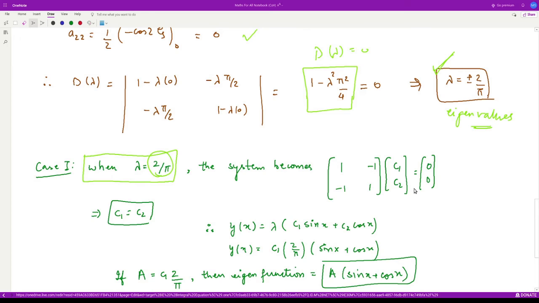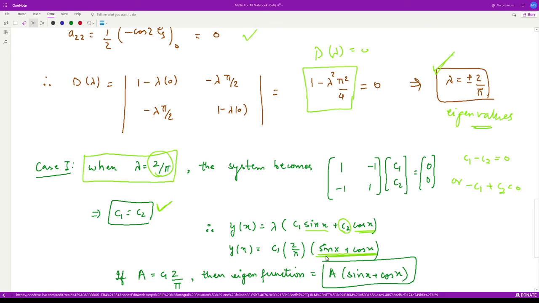So the system becomes this. It gives us two equations, C1 minus C2 is equal to 0, or minus C1 plus C2 is equal to 0. When you solve any one of these, you will get the same thing. So here C1 becomes equal to C2, right? So we can replace one constant. So y(x) eventually becomes lambda into C1 times a1(x), a1(x) was sin x, and C2 into a2(x), a2(x) was cos x. And because C1 and C2 are equal, we can replace C2 by C1. So ultimately it would be C1 times lambda, and lambda here is 2 upon pi, into sin x plus cos x.